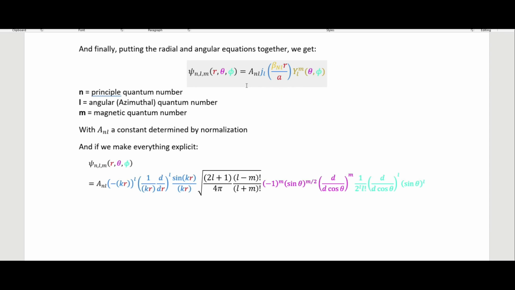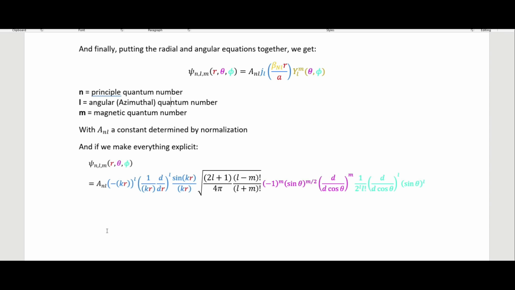So those are where those quantum numbers that you will learn about in a general chemistry class actually come from. They come from solutions to the wave function here.